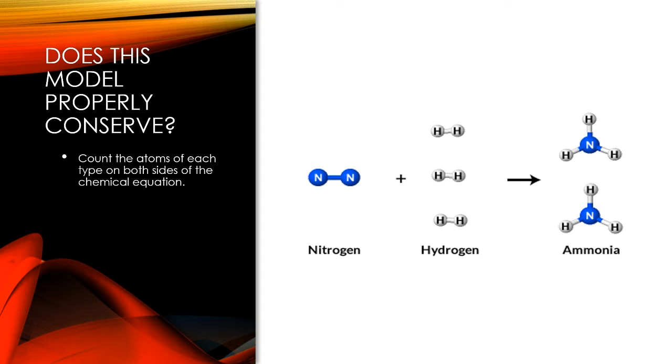Ultimately, you count all of the atoms of each type. You got to count them for each type, and you got to ask yourself, are they the same on both sides? If so, then a model is properly showing conservation of matter. If not, then there's an error with the model. Okay, it's missing a molecule or something along those lines. Okay, it wasn't properly drawn unless the atoms on the product side equal the atoms on the reactant side. It's got to equal the number and the type.